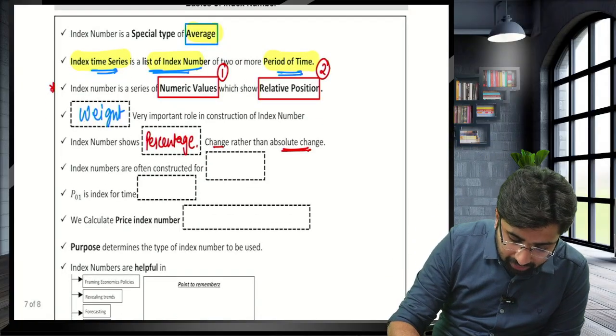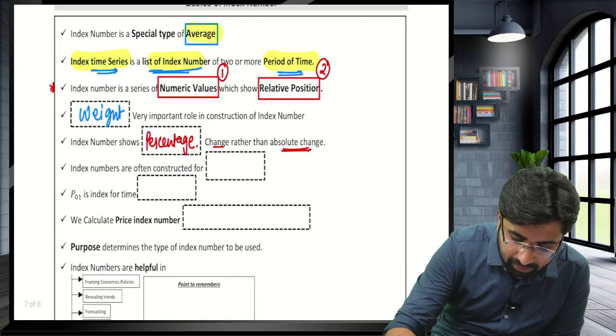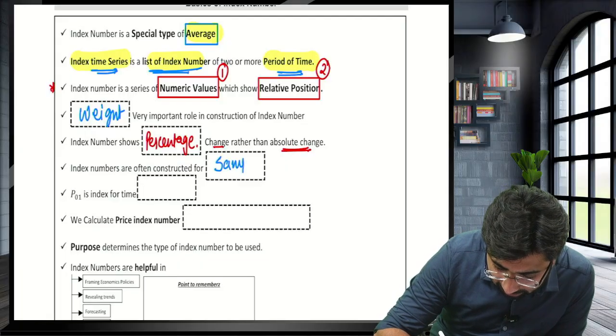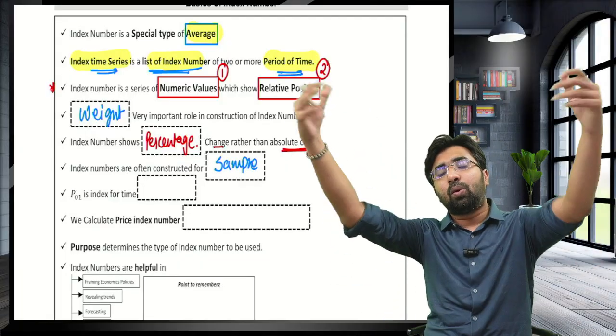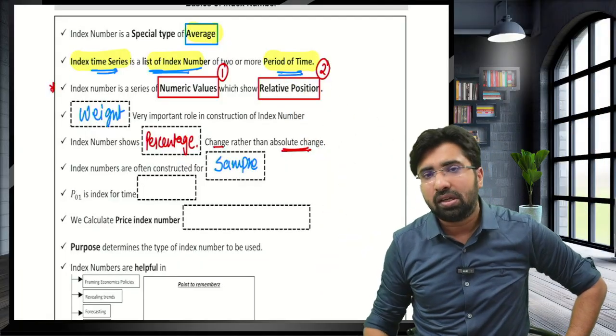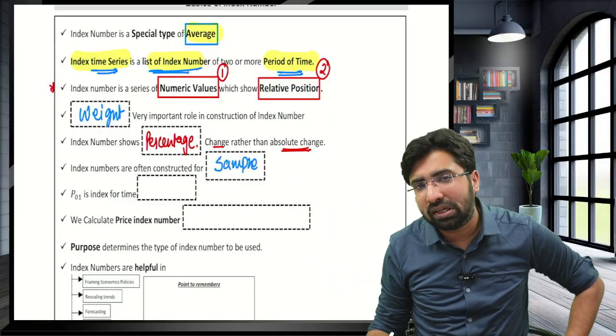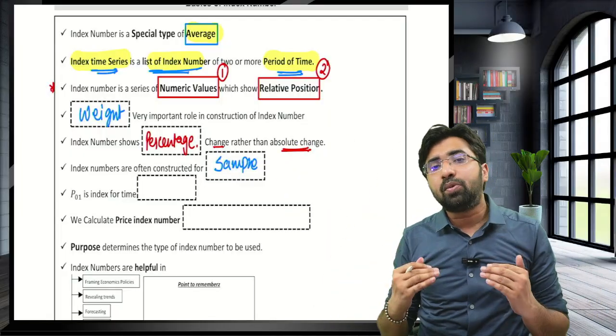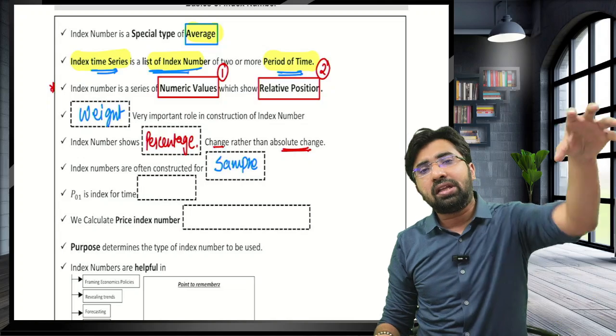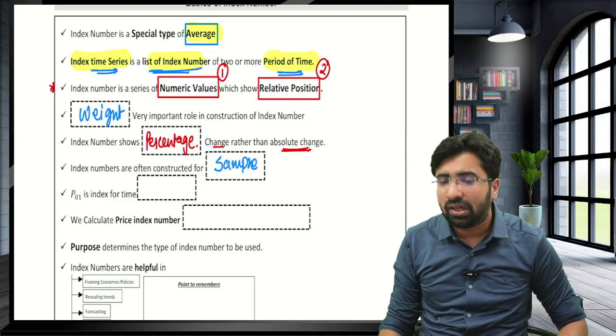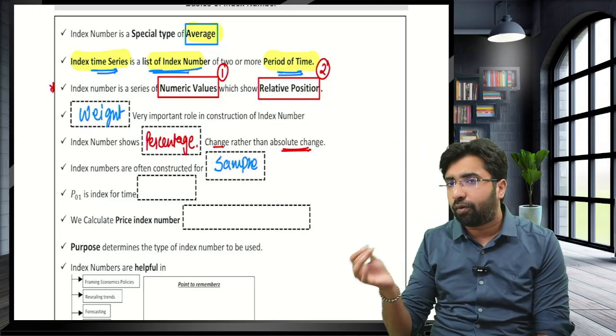Guys, index numbers are often constructed for samples. Guys, is it possible, Aman sir, that rather than calculating the index number for the whole 100 commodities, I just take some samples and calculate the index number for a few commodities? Rather than computing the index number for 100 commodities, can I pick random samples and calculate it? Yes, index numbers are also calculated for samples.